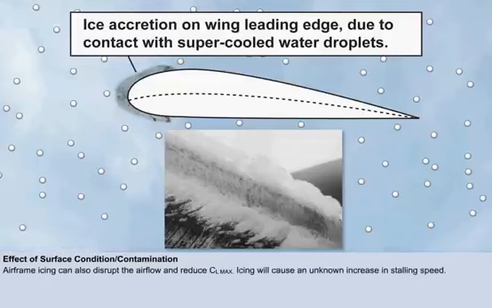Depending on the type of ice and the rate of accretion, airframe icing can cause a serious loss of lift and a drop in CL max. One of the most potentially dangerous consequences of such a situation is an unknown increase in stalling speed.